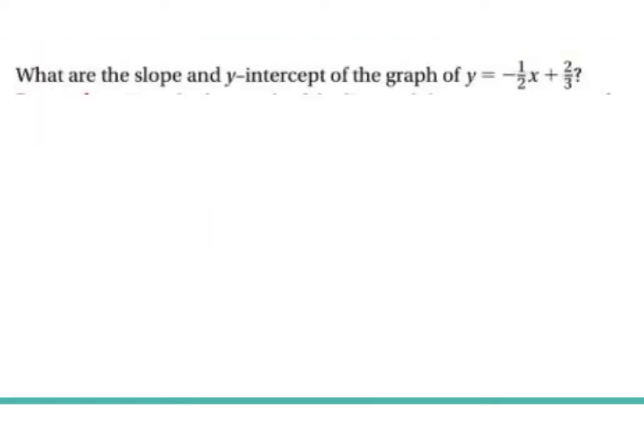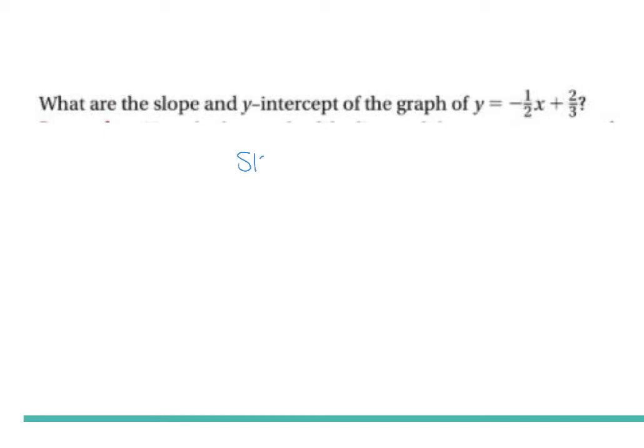So another one. What's the slope of this? Negative 1/2. What's the b? 2 over 3. So our y-intercept is 0, 2 over 3. Easy so far, right?